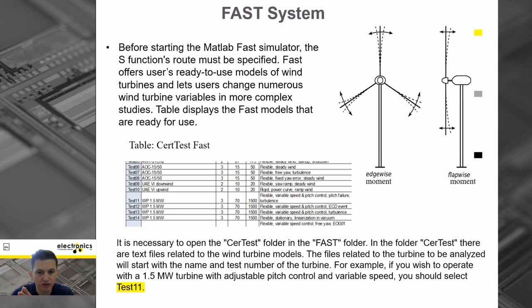In the CER test folder, there are text files related to wind turbine models. The files related to the turbine to be analyzed will start with the name and test number of the turbine. For example, if you wish to operate with a 1.5 megawatt turbine with adjustable pitch control and variable speed, you should select the test level like this.